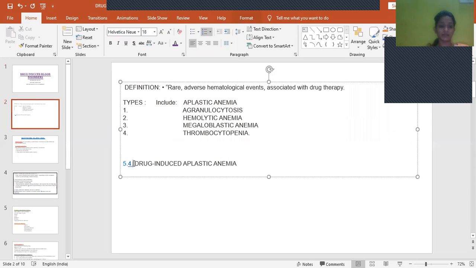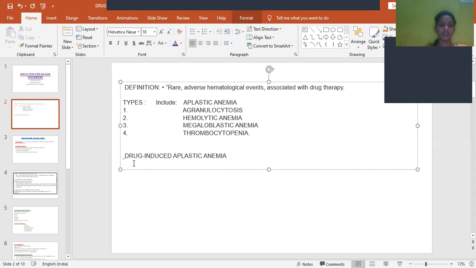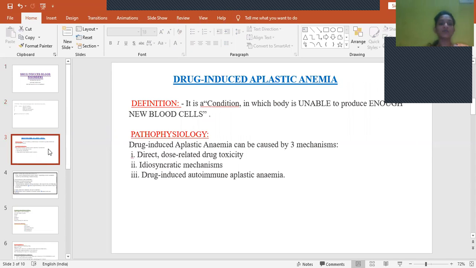So coming to drug-induced aplastic anemia. What do you mean by aplastic anemia? Aplastic anemia is nothing but our body is unable to produce enough red blood cells. That we call aplastic anemia. So here, some drugs will induce this inability of production of enough required RBCs. That we call drug-induced aplastic anemia.